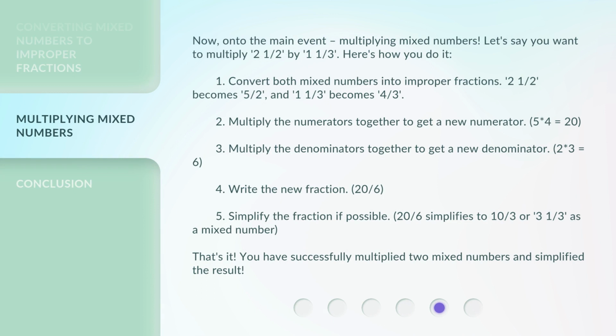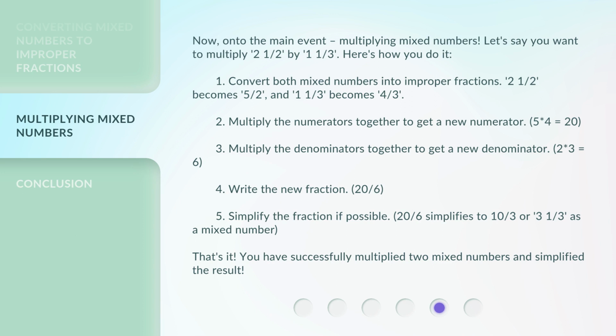Now, on to the main event, multiplying mixed numbers. Let's say you want to multiply 2½ by 1⅓. Here's how you do it. 1. Convert both mixed numbers into improper fractions. 2½ becomes 5/2 and 1⅓ becomes 4/3.